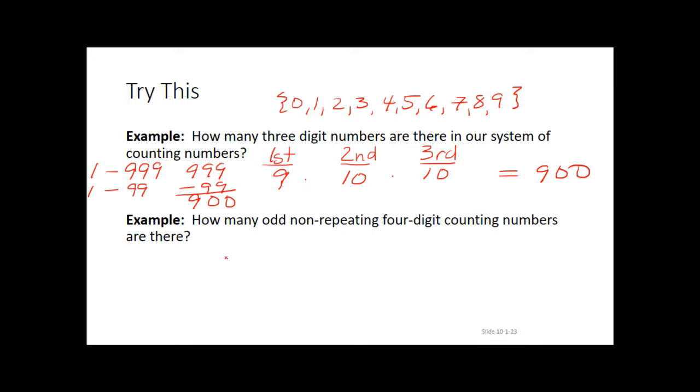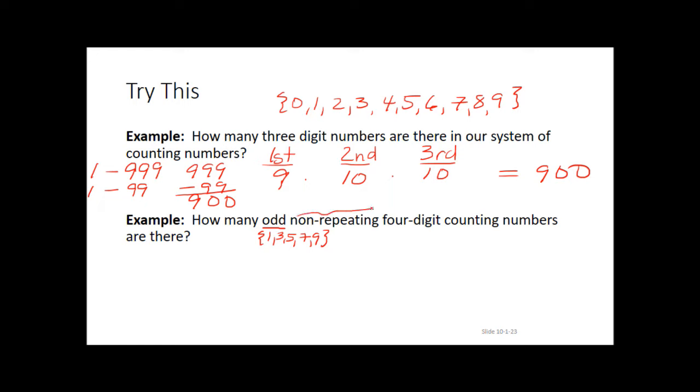Okay, now let's look at this next one. How many odd, non-repeating 4-digit counting numbers? Okay, so before we try to count this, I just want to write down a number that would fit that description. So it's got to be 4 digits. It's got to be odd, meaning the last digit has to be odd. So the last digit has to be a 1, a 3, a 5, a 7, or a 9.